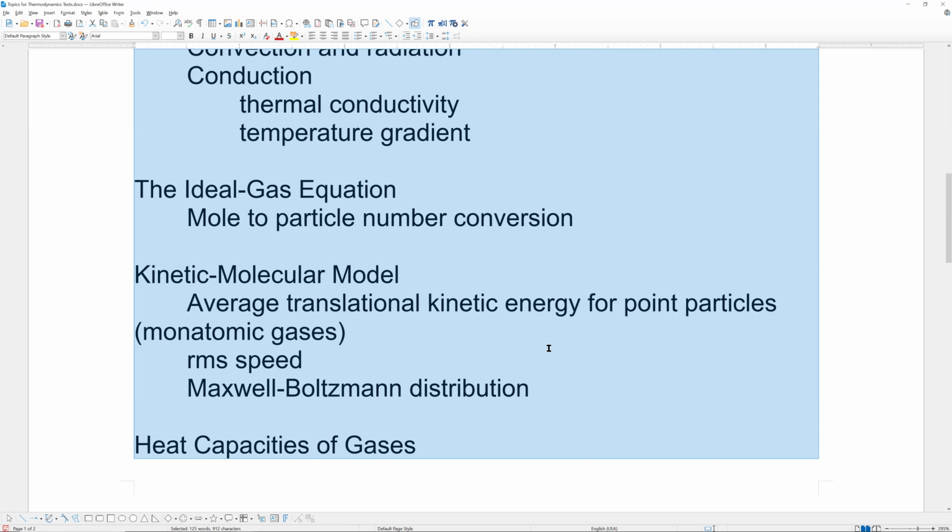So thermal expansion, linear and volume, they both look alike. For linear, you'd have the change in length is equal to alpha L naught delta T. And alpha is the coefficient of linear expansion. And then for delta V, it looks just like it, except it's beta instead. Beta V naught delta T. So those probably aren't a big deal.